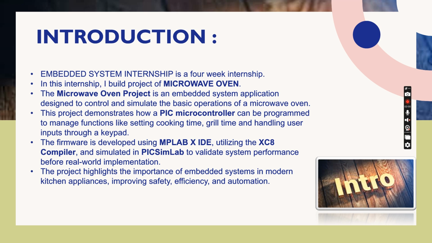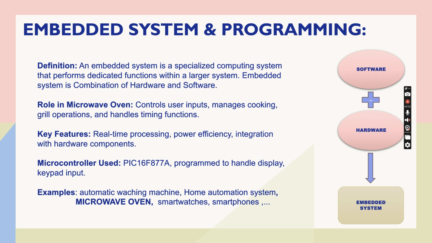Before going into a real-world implementation, this project highlights the importance of embedded systems in modern kitchen appliances, improving safety, efficiency, automation. So the basic definition of an embedded system is a specialized computing system which performs dedicated functions within a larger system. That means an embedded system is a combination of hardware and software. The embedded system's role in the microwave oven is to control the user inputs, manage cooking and grill operations, and handle the timing operation. Key features of embedded systems are real-time processing, power efficiency, integration with hardware components, etc.